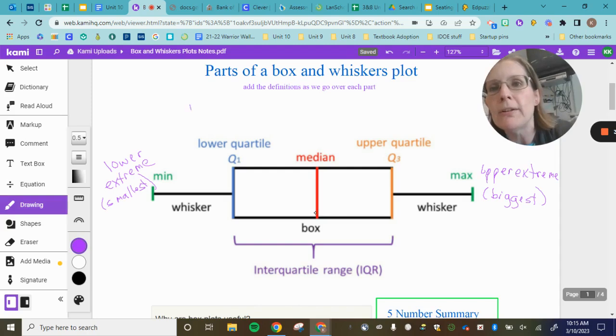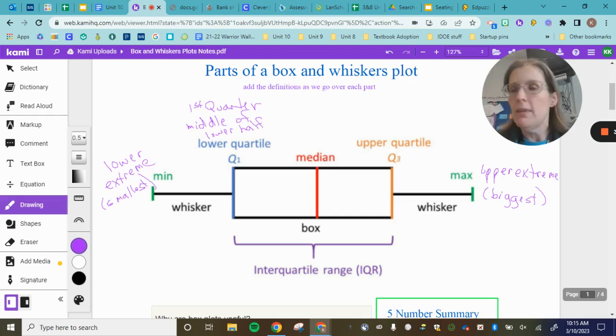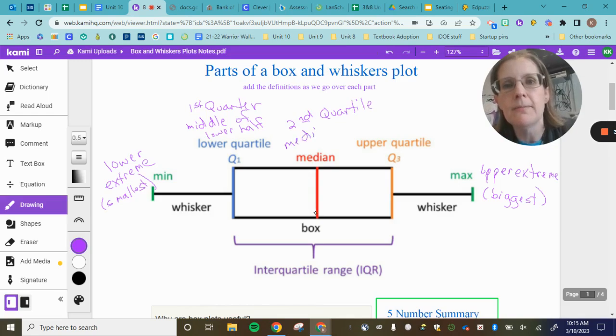So the lower quartile is actually the first quartile because the first quarter of the data is in this whisker. And that would be the middle of the lower half. Remember, median means middle. So middle of the lower half of the data. Then the median is the second quartile, because if you think 2 quarters is $0.50, so 2 quartiles is 1/2. So the second quartile, and it is the median of all data.